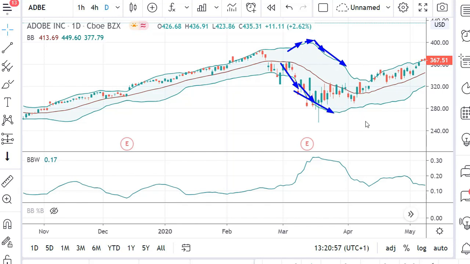But all of a sudden we are in a downtrend and we get some move up here, and the lower band starts to curve against our trend. That tells us that the trend is probably over.